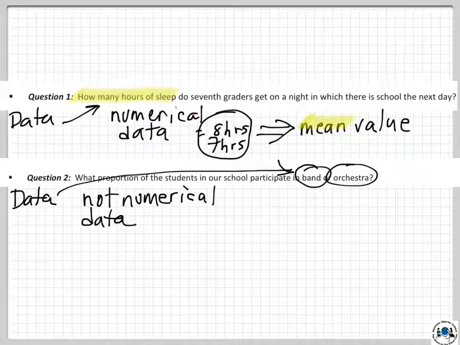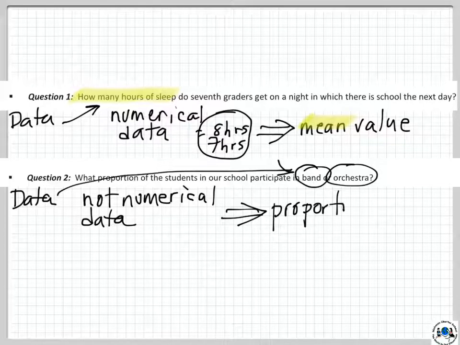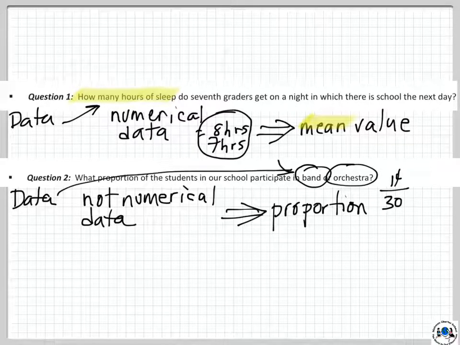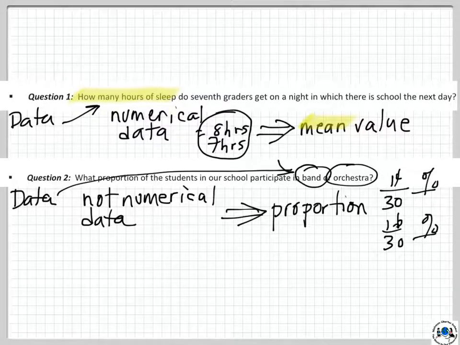Then what we're going to do is actually find a proportion, and that proportion is going to be so many out of so many. So if we have 14 out of 30 in band, and then 16 out of 30 in orchestra, and these numbers could be whatever, I'm just making these up, we can come up with either a decimal value or a percentage value. So this is a proportion question, and again, it gave it away right there. Okay, next one.